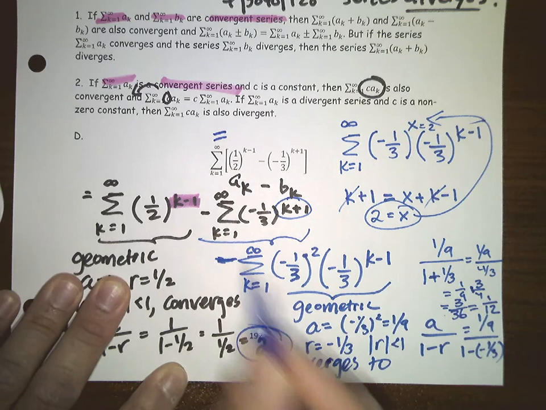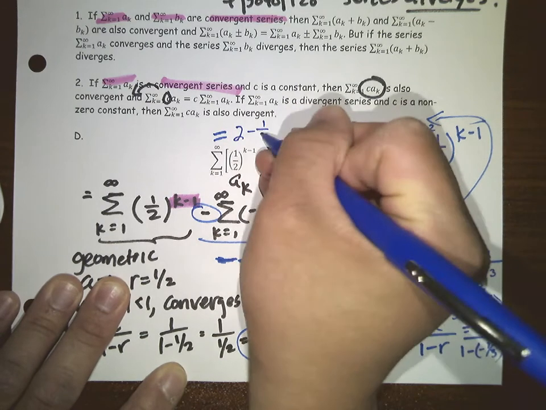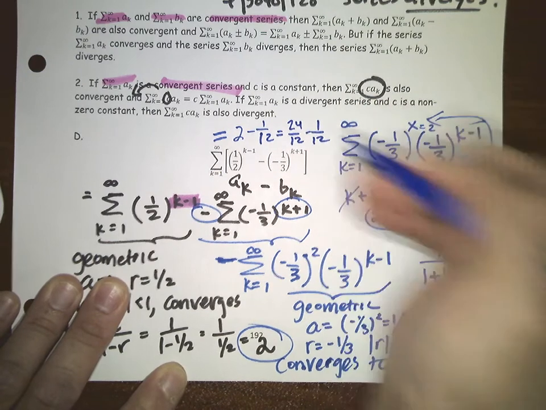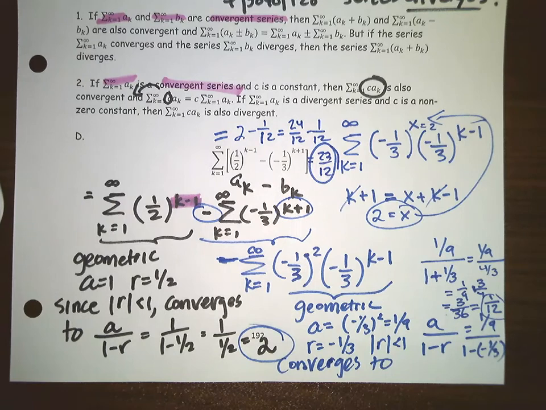Now the original series then. Remember we had the 2 minus the 1/12, so 2 minus a 12th, that will be 24 over 12 minus 1 over 12, so that would be 23 over 12. What a time to be alive.